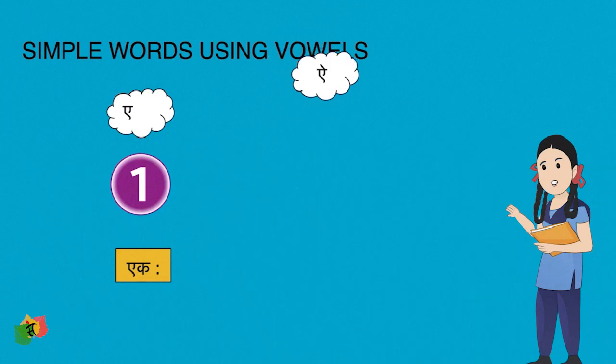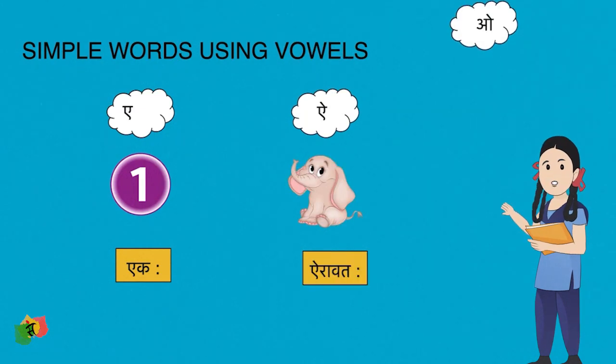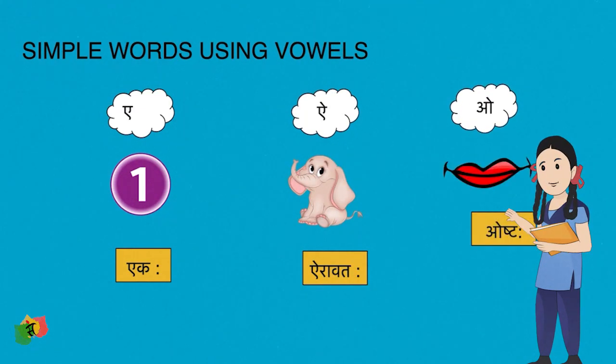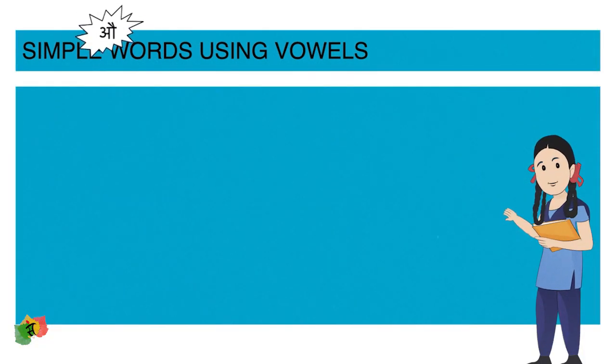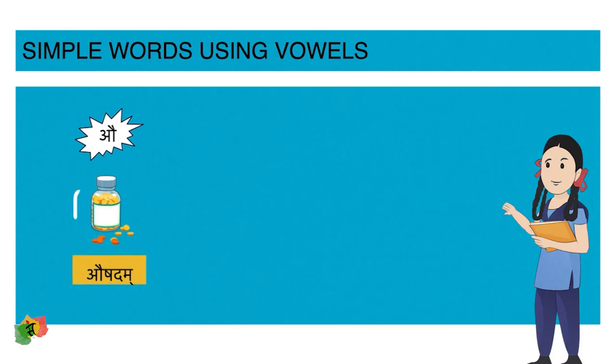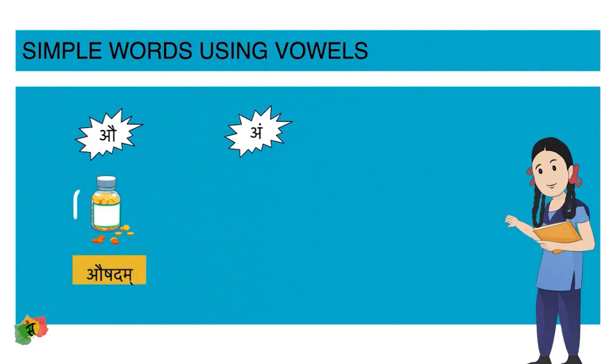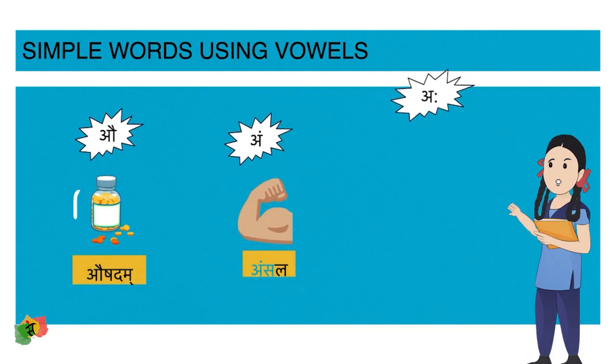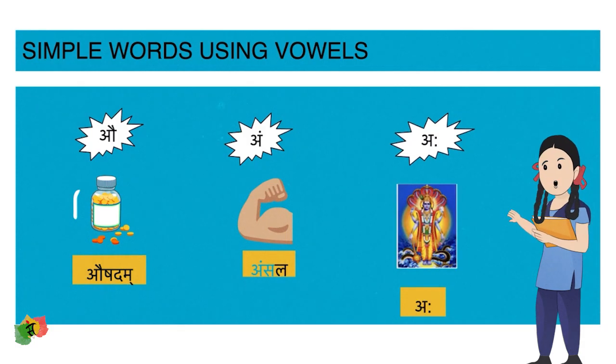A, Ekaha. I, Airavataha. O, Oshtaha. Au, Aushadam. Amsal, which means strength. Aha, which means Lord Mahavishnu.